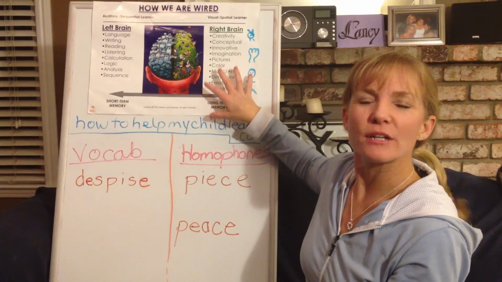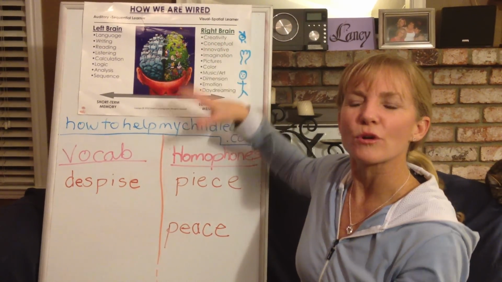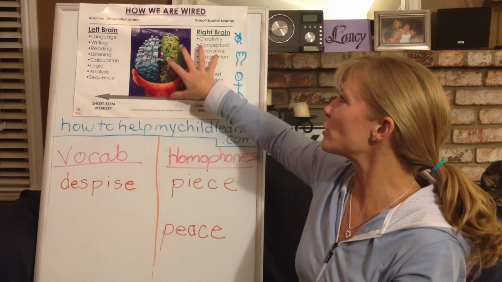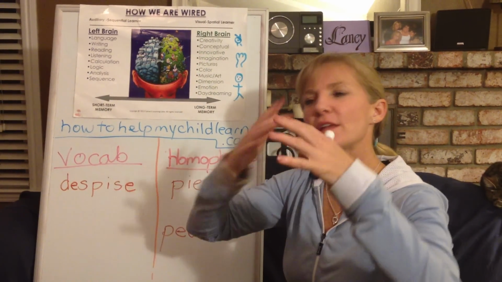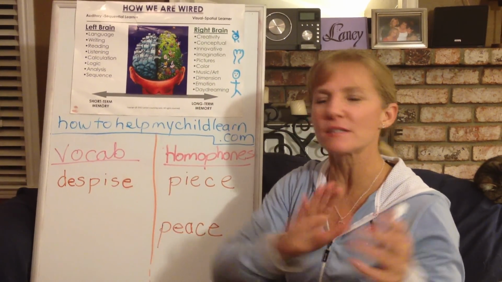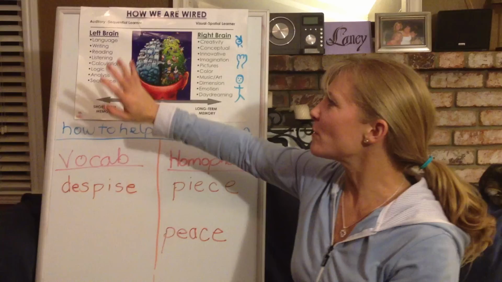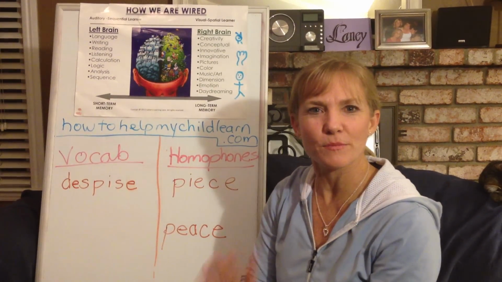The right side of the brain is your visual, hands-on, kinesthetic learners. These kids are more gray. They see big pictures. They learn by understanding the big picture and then understand the pieces, where these guys can follow along sequentially.